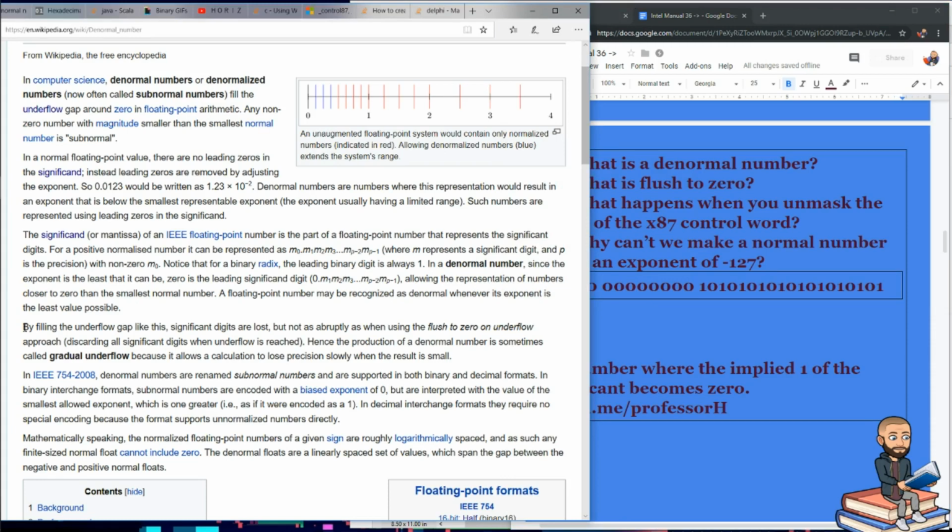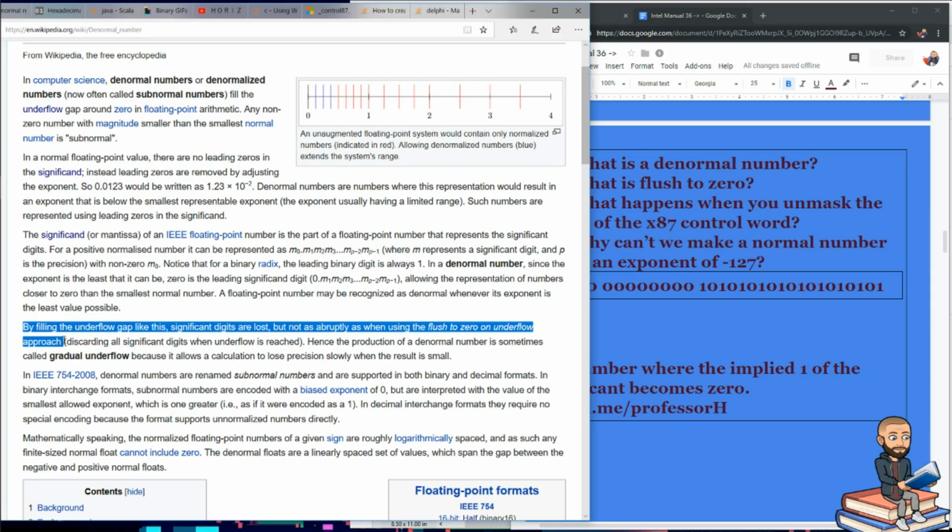Now I'm positive Intel does say that in one of the tables. I want to guess table 4-10, but not totally sure. But let's just finish up this introduction here and then we'll call it good. So by filling the underflow gap like this, significant digits are lost, but not as abruptly as when using the flush to 0 on an underflow approach.